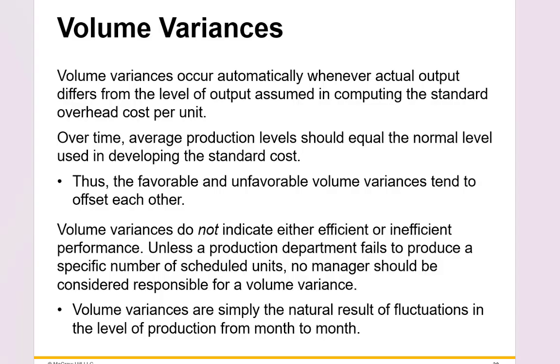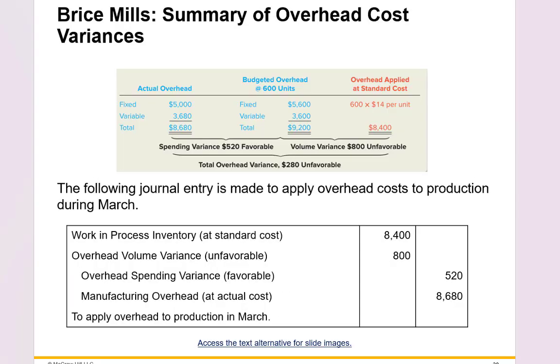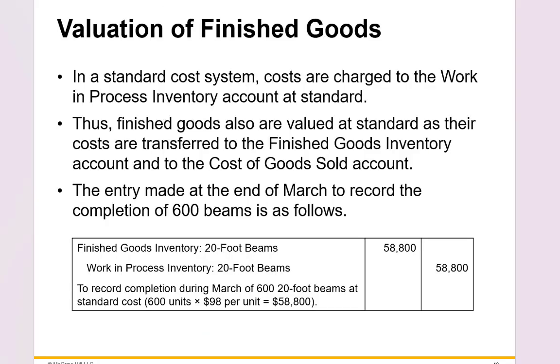So to summarize, we see this unfavorable variance here for overhead volume. We see our overhead spending variance, which was favorable, all to explain why there's a difference between the two. And so when it's time to look at the valuation of finished goods, what goes into finished goods is the amount that is in work in process.